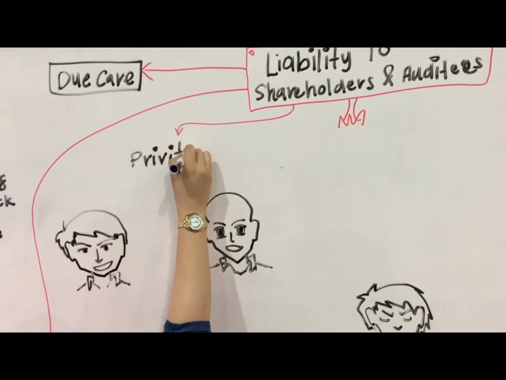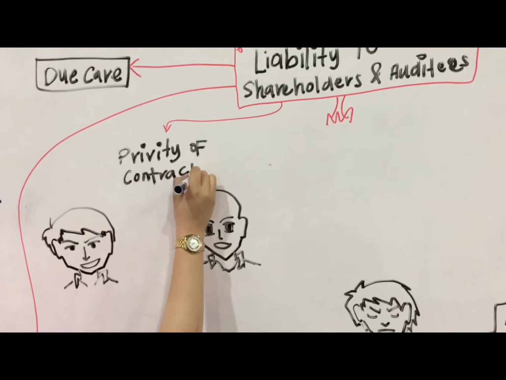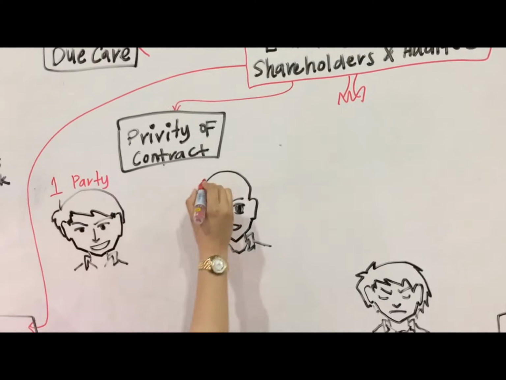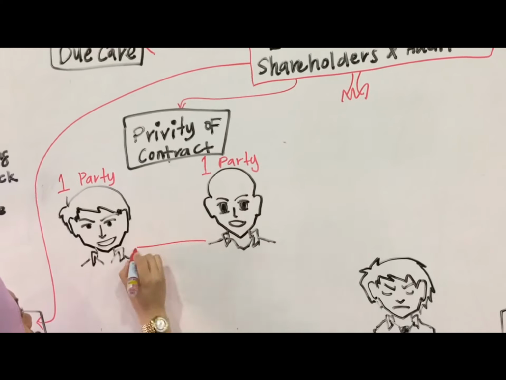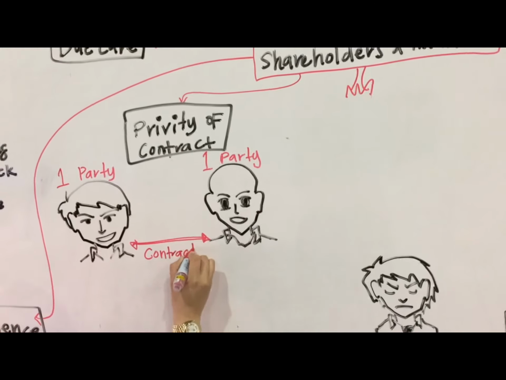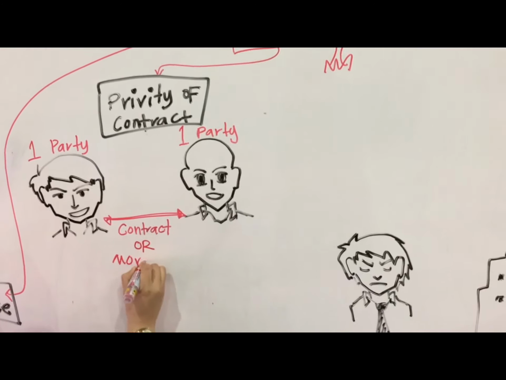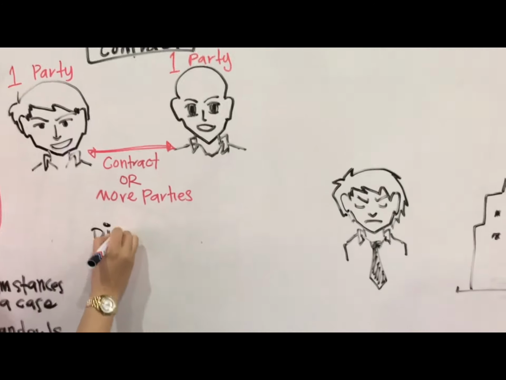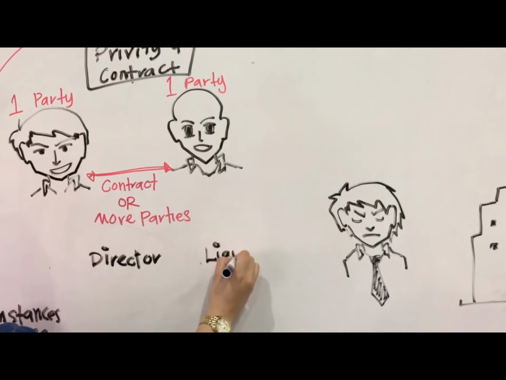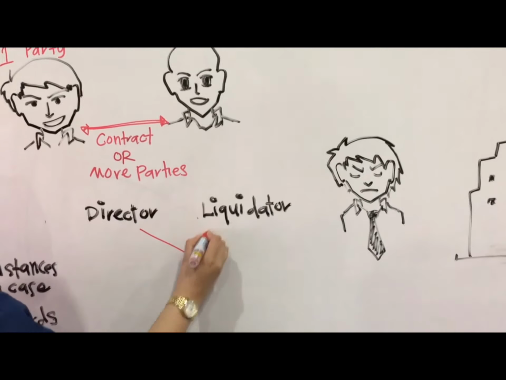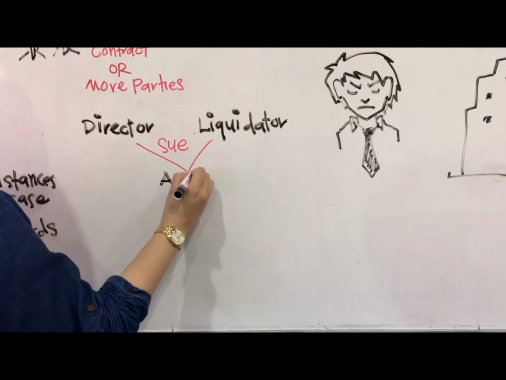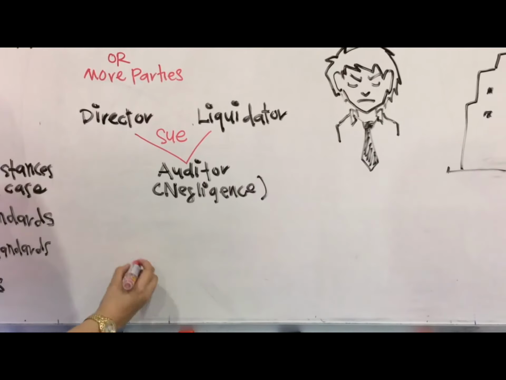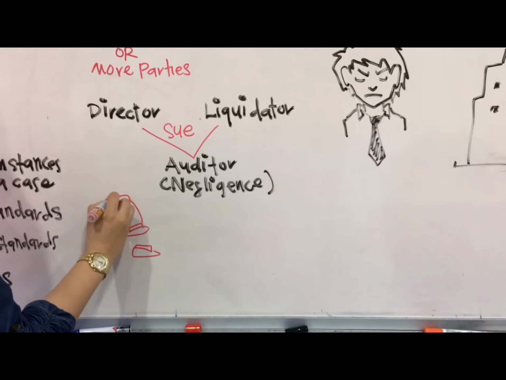The third responsibility is about privity of contract. Privity of contract refers to the contractual relationship that exists between two or more contracting parties. Under contract, only the director or the liquidator or receiver may sue the auditor in respect of losses incurred by the company arising from the auditor's negligence.